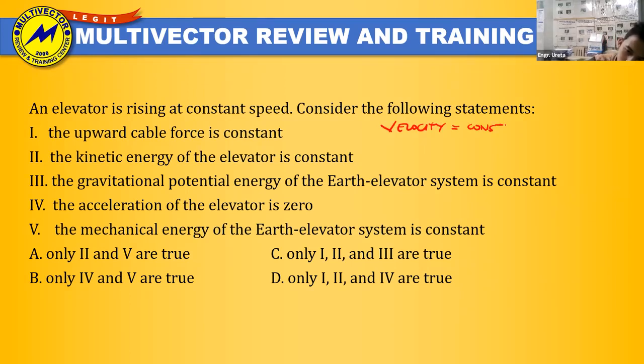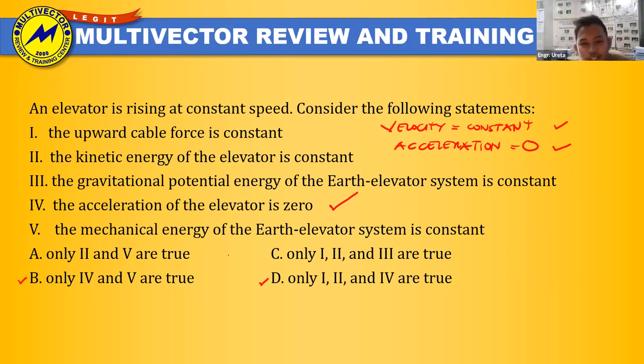Okay, syempre pag yung velocity natin is constant, acceleration natin is 0. Kasi di umaangat o hindi bumababa yung velocity niya, no? So acceleration is 0. So for this, hanapin niyo lang yung mga statement na i-describe tong dalawa, which velocity is constant and acceleration is 0. So dito yung statement 4, the acceleration of the elevator is 0. So kasama siya. Kaya ang possible na tamang sagot na lang is letter B and letter D.